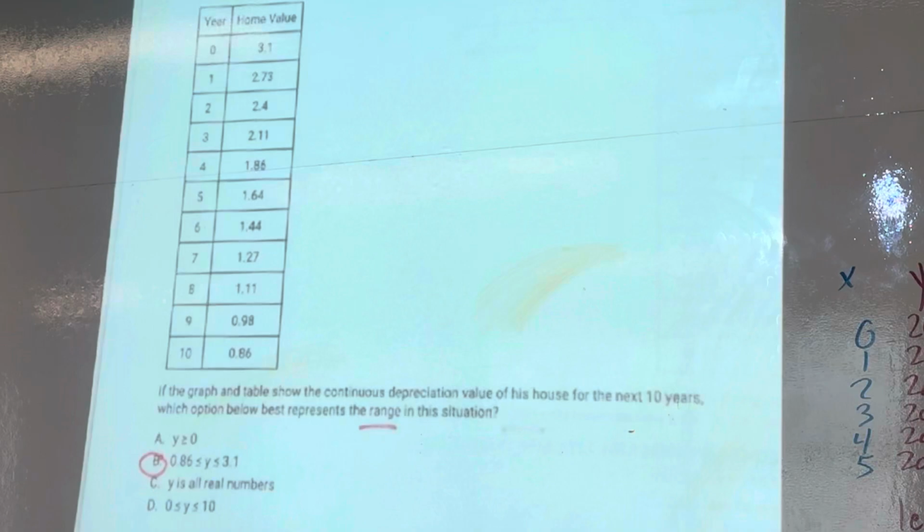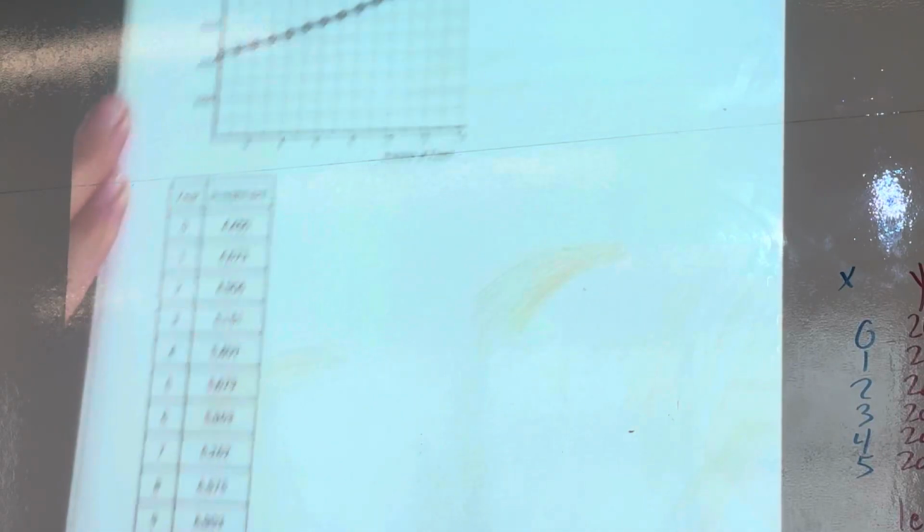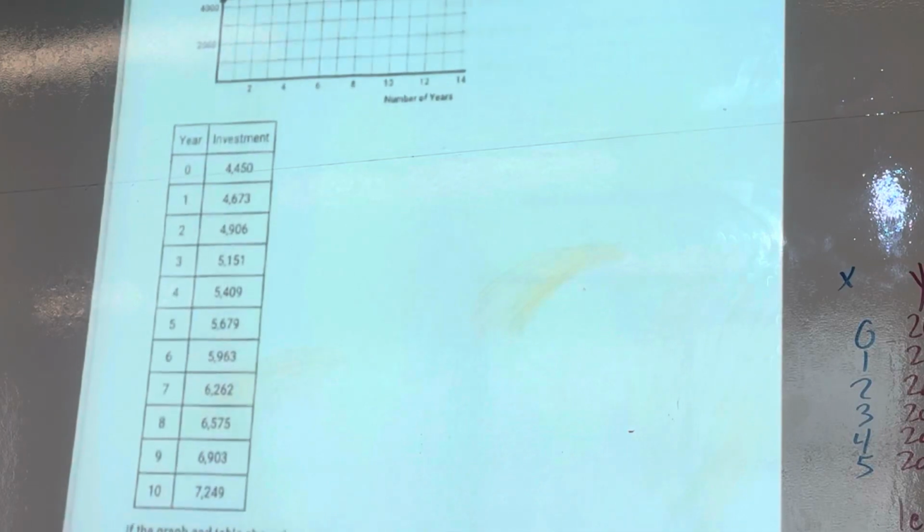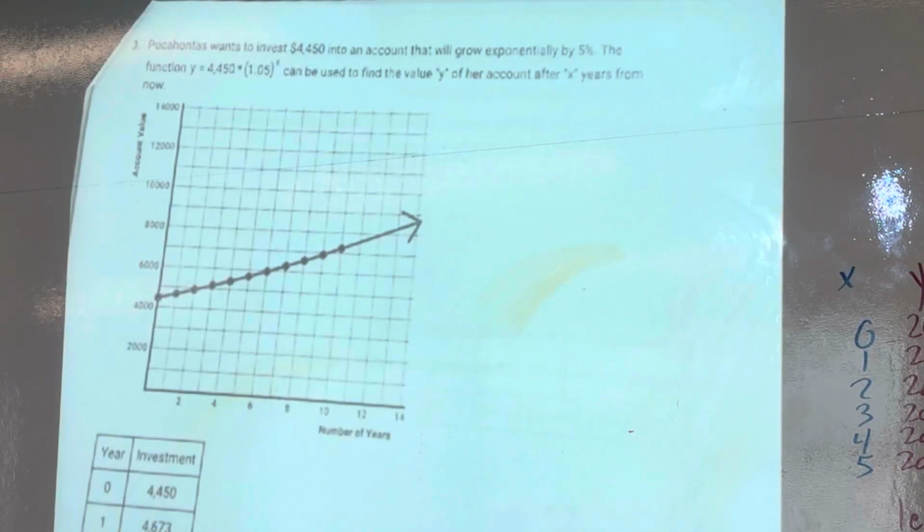It's pretty easy. Number 3. What is the domain? Okay, so notice this problem. Does it stop? No. Where does it start? 0. And why does it start at 0? Because that's where the graph starts. It's where the graph starts, and what else?